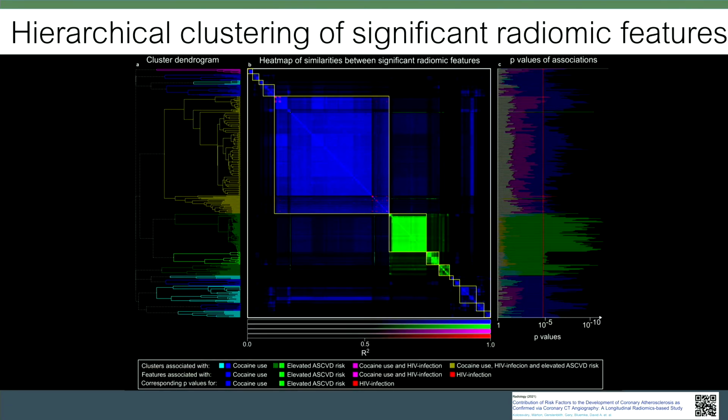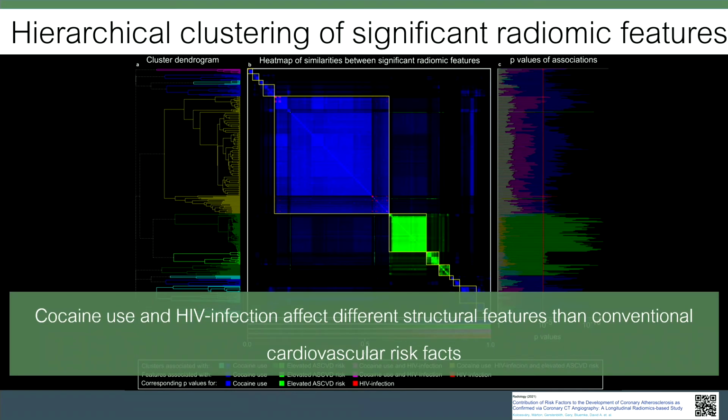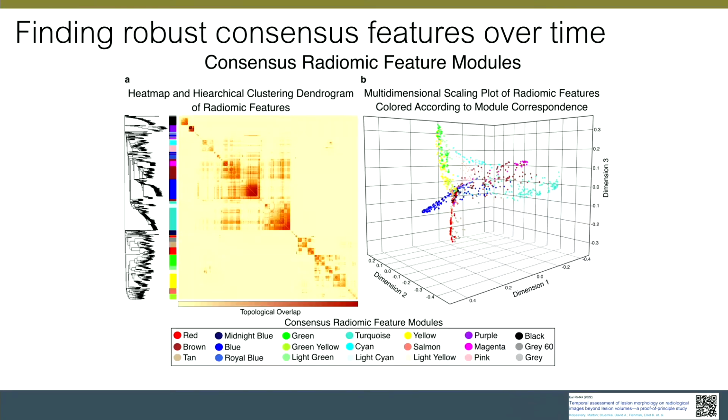And that's what we did in a longitudinal study of 300 individuals, where we identified that there were latent morphological features that were only associated with inflammation and those that were only associated with conventional cardiovascular risk factors. So we were able to differentiate between the effects of conventional risk factors and inflammatory markers on the morphology of coronary artery disease. And we found that these inflammatory markers, such as cocaine use and HIV infection, result in a different kind of CAD as compared to conventional analysis.